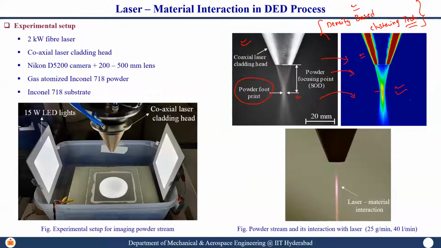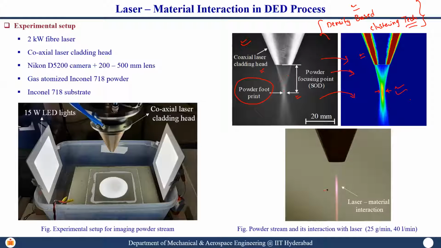You look at the center of this particular powder stream, there is a hot zone or a dense zone. The laser is not switched on, by the way. So there is a dense zone. Now I need to control the density of the powder over here so that there will be a decent amount of energy reaching the substrate. Now, how will I do that?